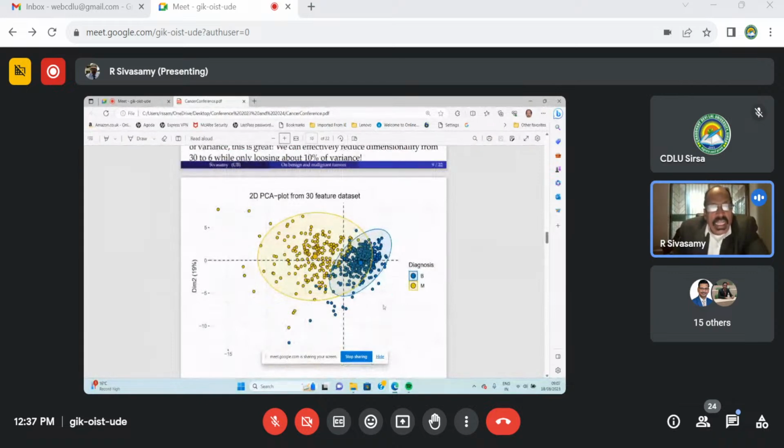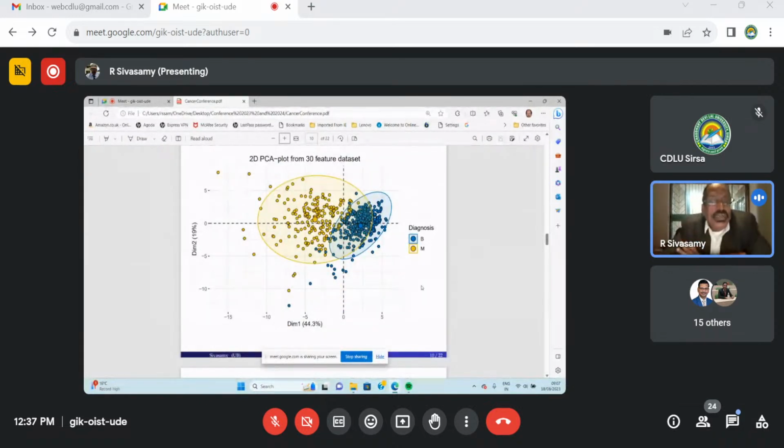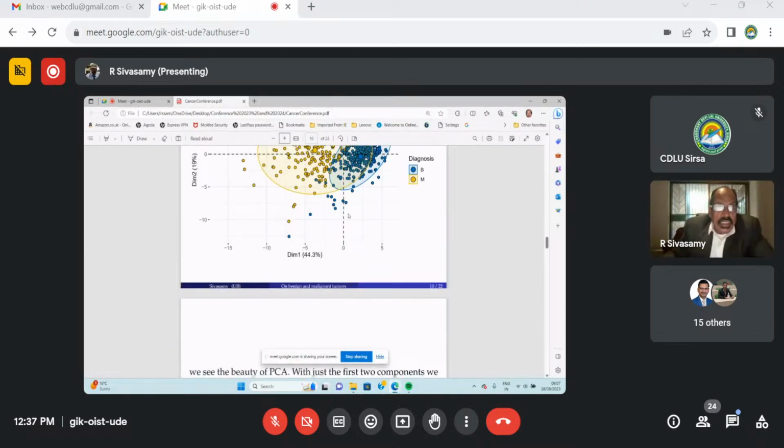Then see here, I have drawn the picture, a 2-dimensional picture based on principal component 1 and principal component 2. See the variations based on variance. You see the clusters. Malignant is in this color, and blue colored is the benign category, right? Like this, it classifies, right? There are two clusters. Some of them are misclassified. This is the information we extract using R programming, right?